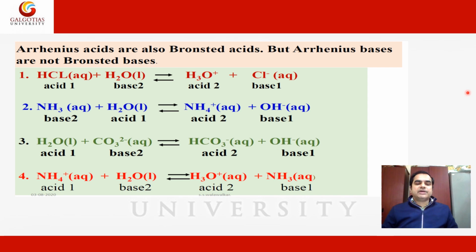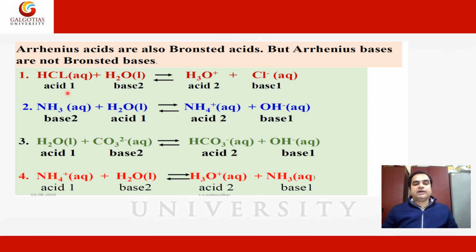According to Arrhenius, Arrhenius acids are also Bronsted acids, but Arrhenius bases cannot always be Bronsted bases. As we can see in the reactions, HCl can donate protons, so HCl plus H2O liquid produces the H3O plus ion plus the Cl negative ion. But if we discuss bases, according to Arrhenius, bases are substances which dissociate into OH ions in aqueous solution.